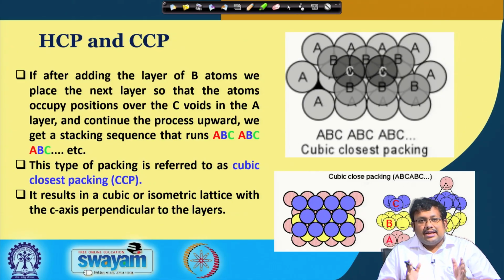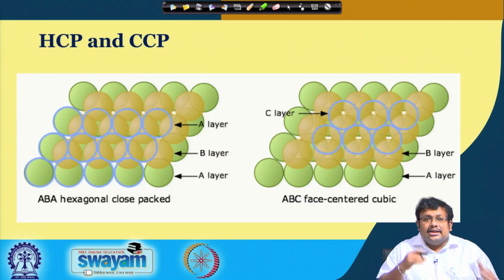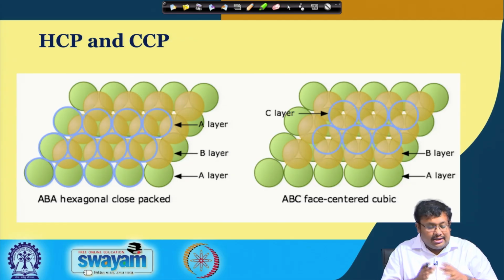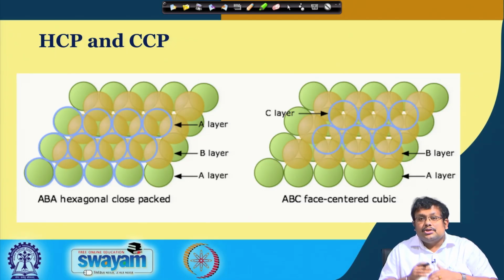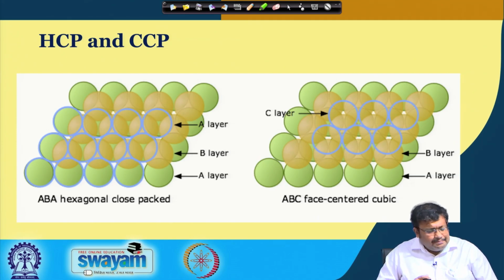So we have learned about the hexagonal closest packing and cubic closest packing. So the next slide basically shows these two different types of packing. One is the hexagonal close packed, another is face centered cubic. So from there we have an idea about how these layers are stacked over each other.